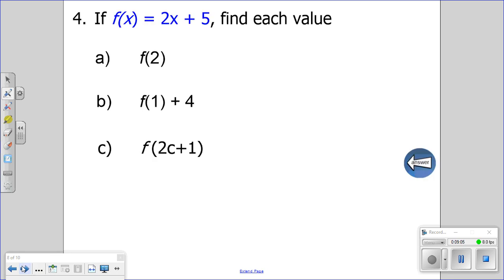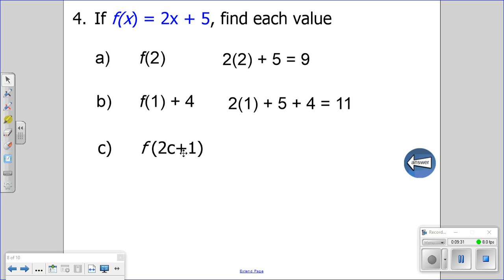Finding the value. Again, this first one is like we did on the previous page. You're substituting in the 2, evaluating. Here, you're doing 2 parts. You're going to substitute in the 1, and then into this, and then you're going to add the 4 on at the end.